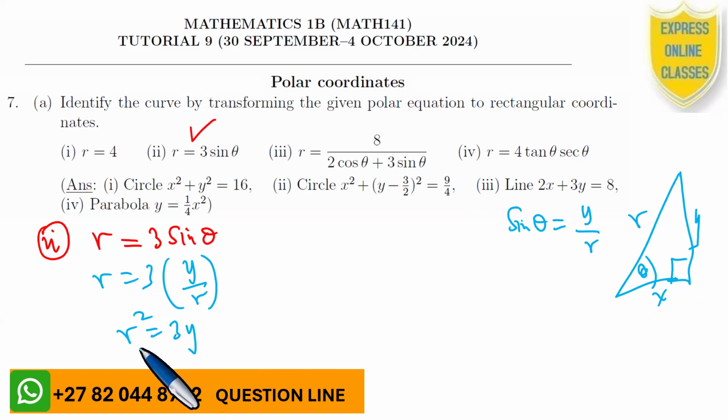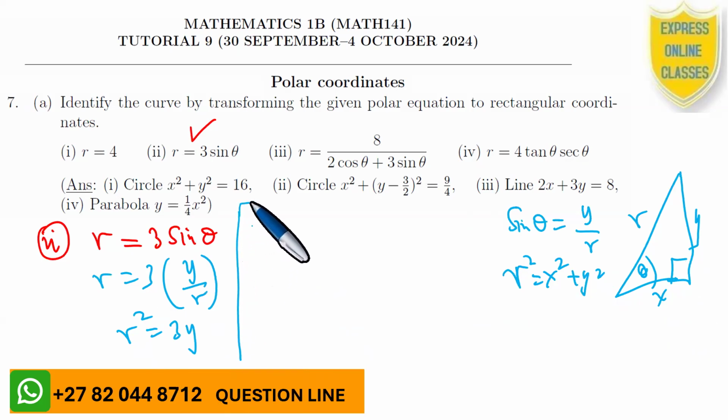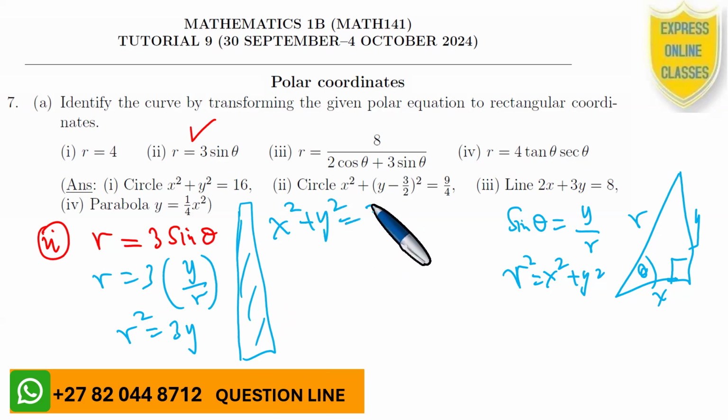If this is the case, then you continue with the substitution of x, but you need to know that r squared is x squared plus y squared. At this point, it is very clear that r squared is x squared plus y squared, which is exactly 3y. So we are done. We just have to complete the square. So you have x squared plus y squared minus 3y equals naught.